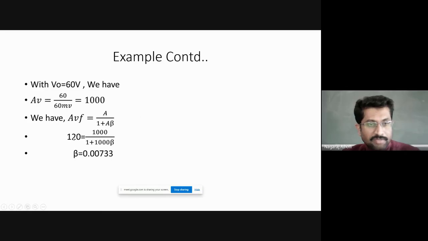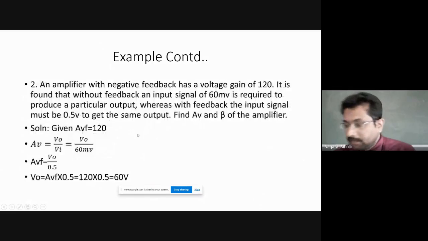That is, AVF is 120, they have given 120. That is equal to A, which is 1000, the voltage gain without feedback, divided by 1 plus 1000 into beta. Simplify this. So the equation is 120 is equal to 1000 divided by 1 plus 1000 beta. Simplify the equation and tell me the answer of beta. How much are you getting the value of beta?